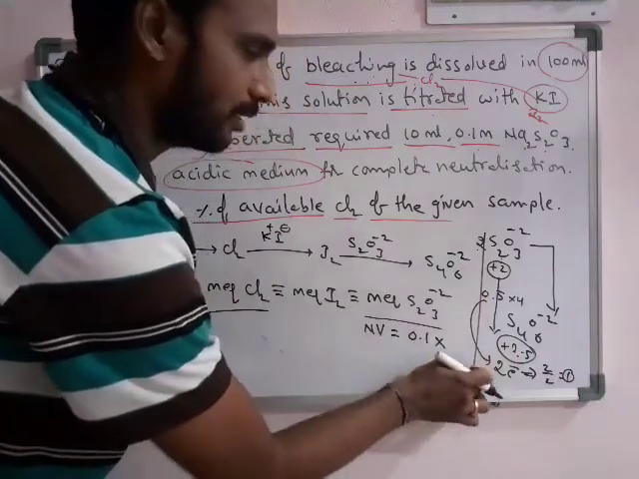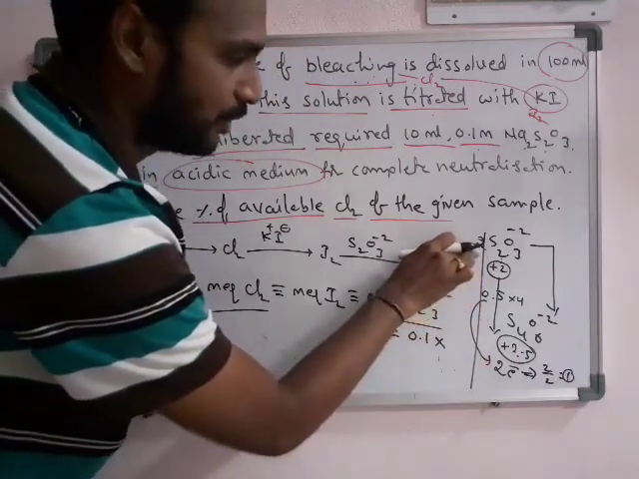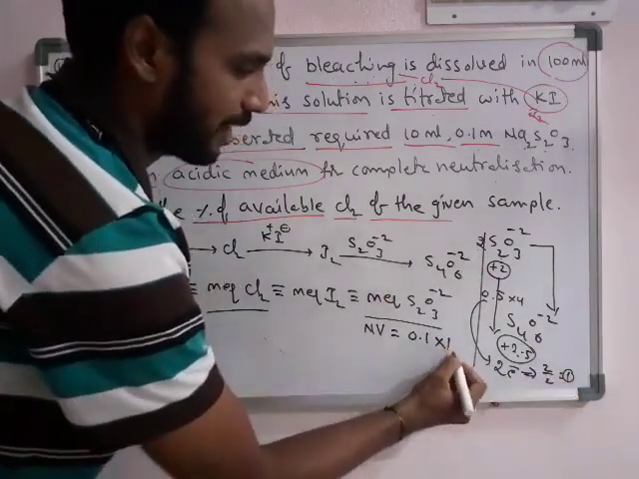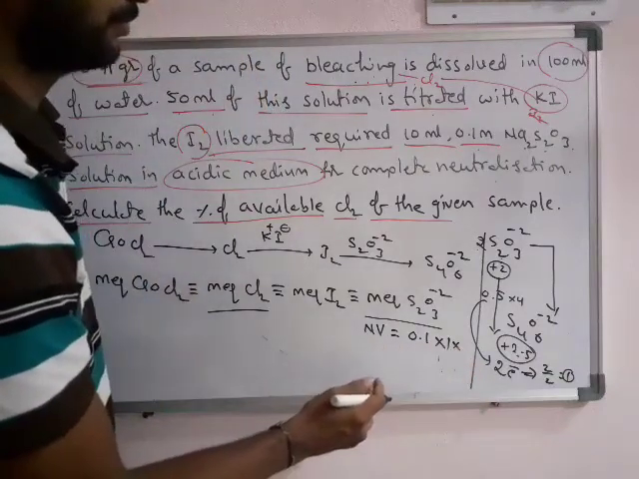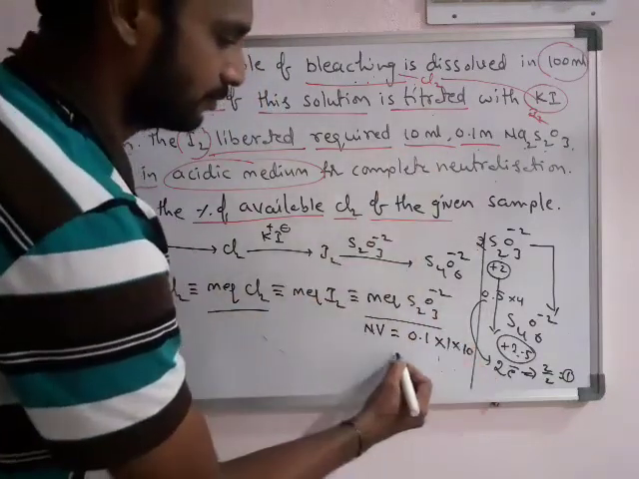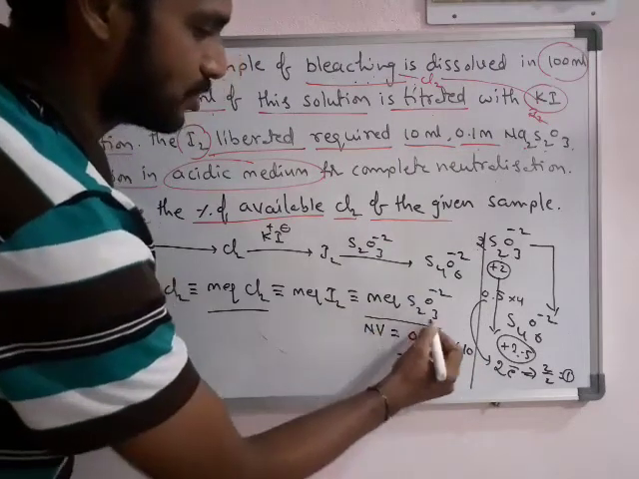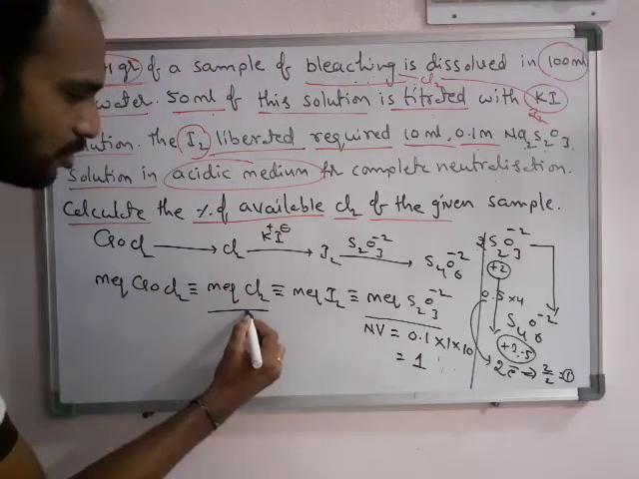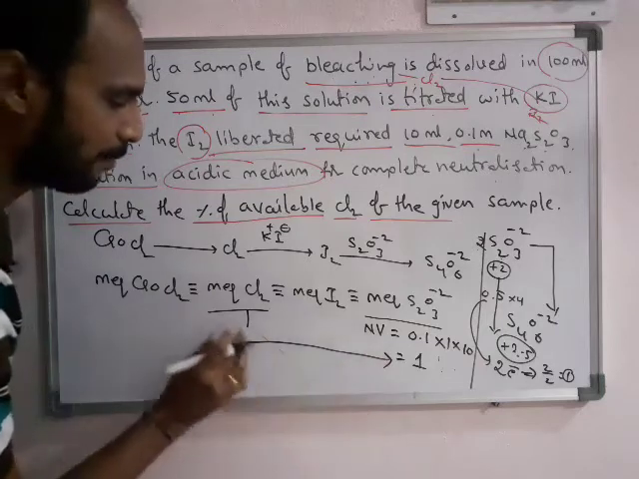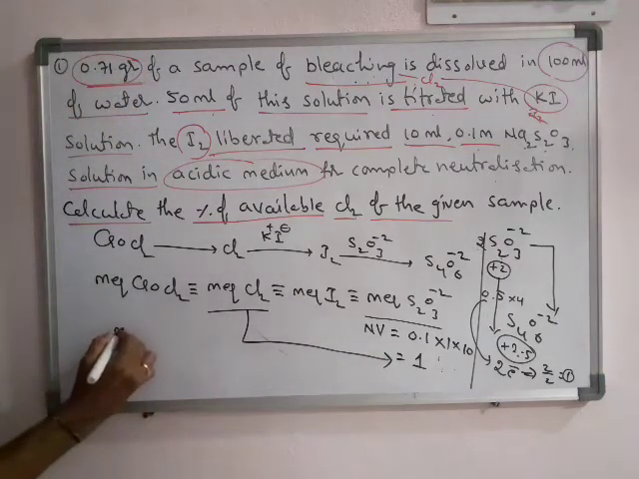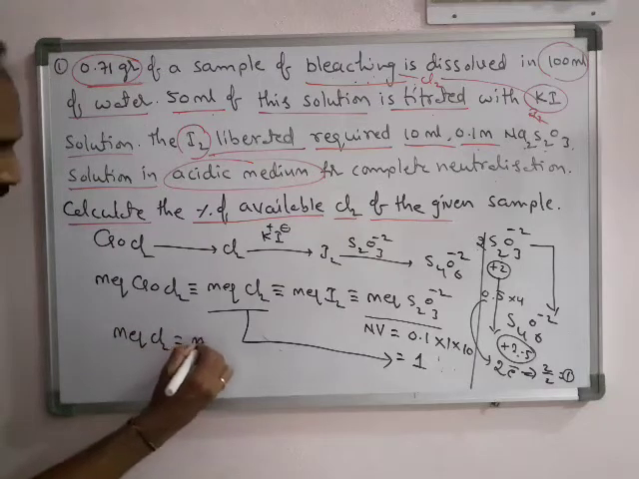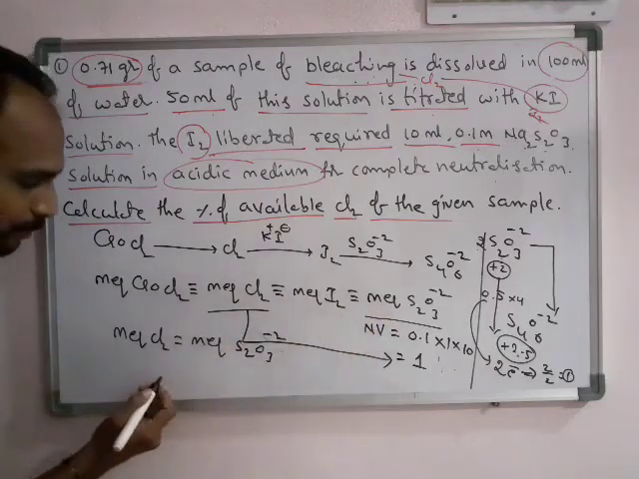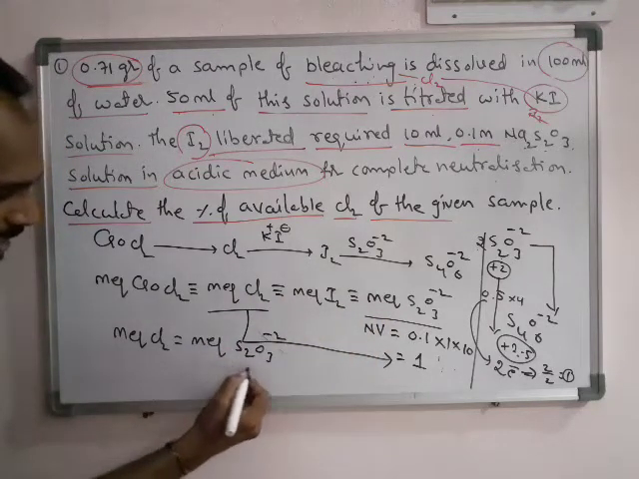Here you obtained 2 electrons for 2 moles of thiosulfate. We need to calculate the standard value for 1 mole. That's why 2 by 2 gives 1, meaning its N factor is 1. What is its value? Its value is given as 10. So here we get milli equivalence of S2O3 equal to 1. So we can compare these two: milli equivalence of chlorine equals milli equivalence of S2O3 minus 2, they are exactly correlated. So milli equivalence of chlorine is equal to 1.